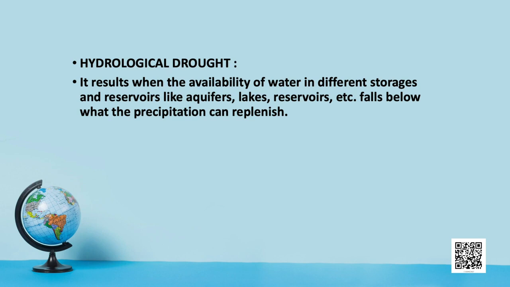Hydrological drought. Hydro is related to water. Hydro means water. It results when the availability of water in different storage, reservoirs, aquifers, lakes, etc. falls below what is the needed one. So, when the replenishment does not take place due to precipitation decreasing, hydrological drought takes place.